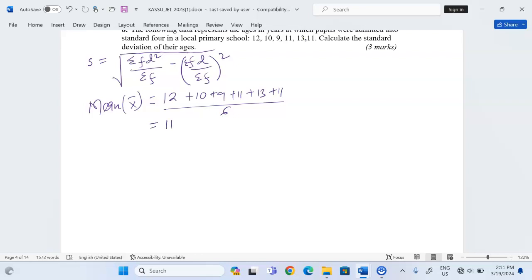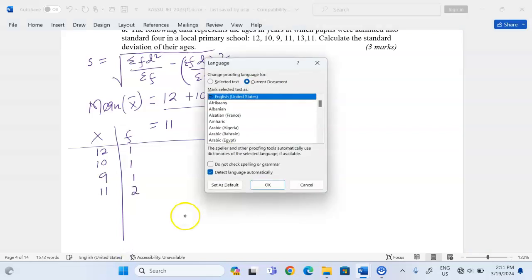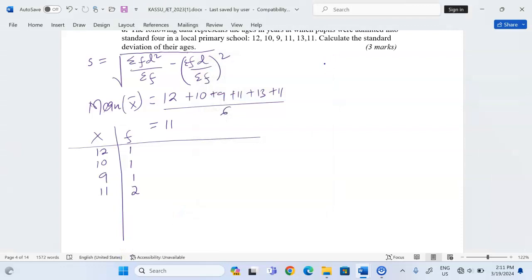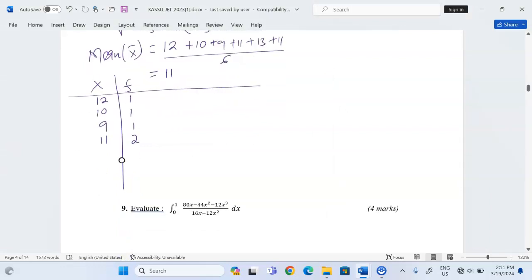So from this now we can have a table. The values or the ages can be given as x, such that we have 12, then we have frequencies here, which is only 1. 10, it's only one pupil with 10. And 9, it's only one with a 9. But when we go to 11, we have 2 of them. Then finally to 13, it's also only 1.